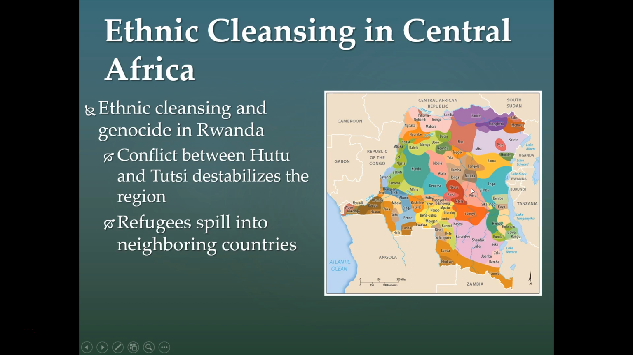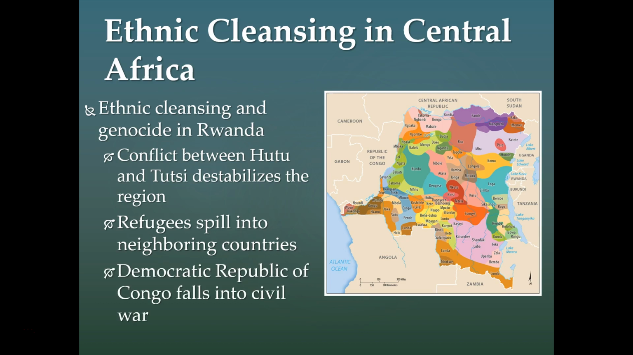So if you remember from the migration unit, when people migrate, especially refugees from Africa, they don't have the means to get off of the continent. So a lot of times they spill into other countries and create more problems. So the DRC has fallen into civil war because of these ethnic groups, but also other people spilling into their country from neighboring countries. So another section that wasn't real long, but very key examples in here.